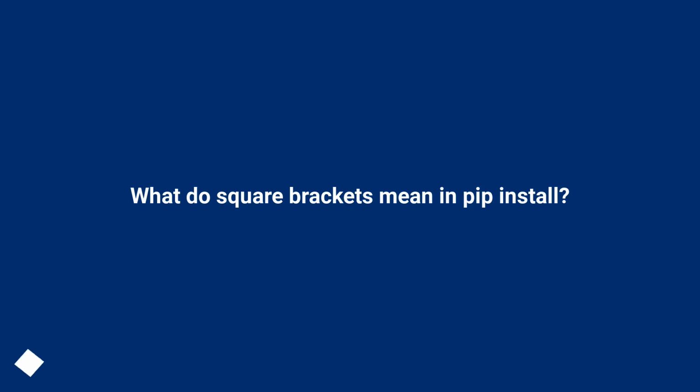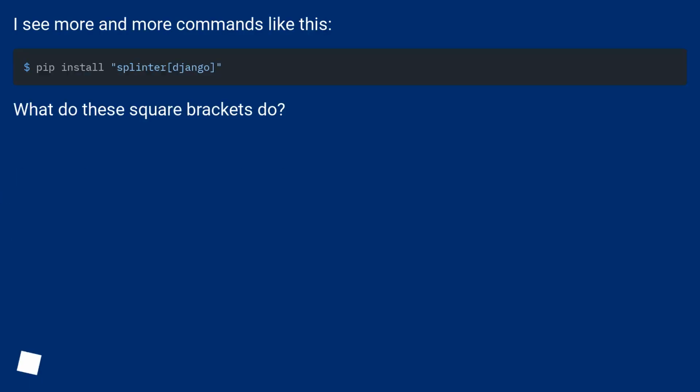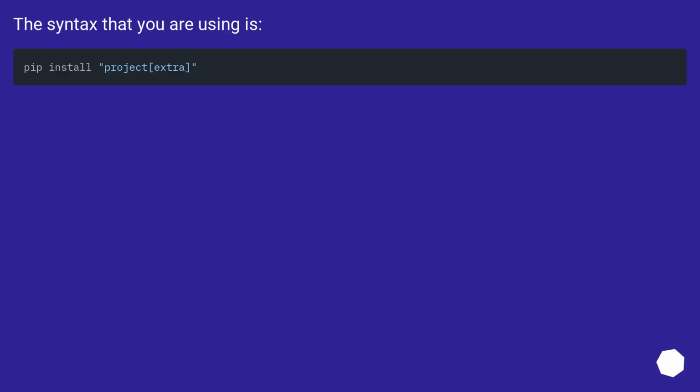What do square brackets mean in pip install? I see more and more commands like this. What do these square brackets do? The syntax that you are using is.